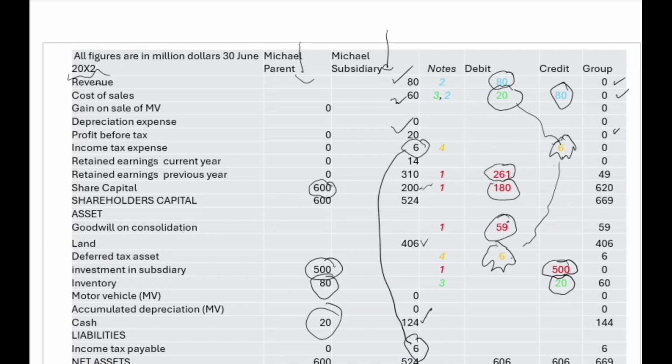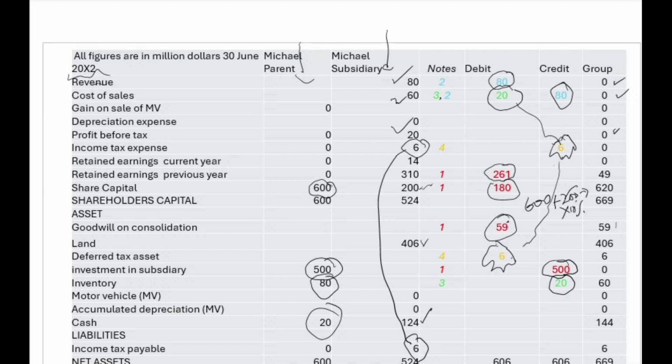Share capital of the subsidiary, 180 million, has been eliminated. What's remaining is 600 million of Michael parent's share capital plus 200 million at 10%, that is Samuel's non-controlling interest in the share capital, and that's 620 million.